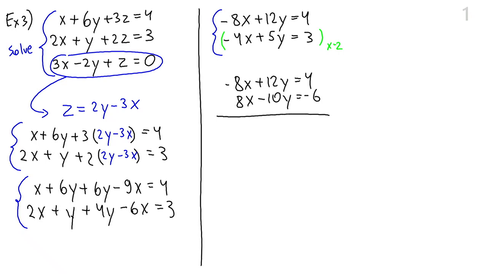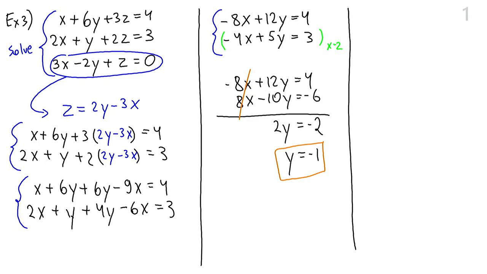And this is our system now, and what we get is a nice cancellation of the x variable. And then we add the y's, and we get 2y, and then we add the constants, and we get negative 2. Giving us y equals negative 1. That is one entry of our 3 tuple. And now we figure out the others.